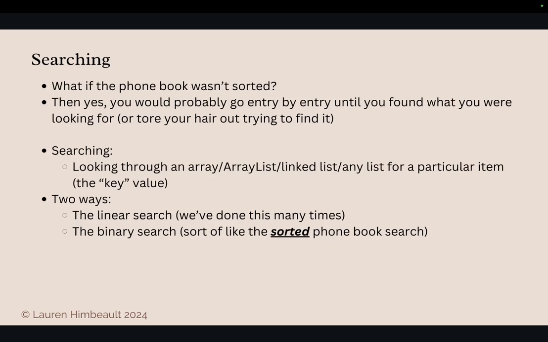We have the linear search, which is starting on page 1, entry 1, and going element by element looking, which we've done many times. And then there's also, pardon me, the binary search, which is kind of like looking through a sorted phone book, kind of. Because it has to be a little bit more deterministic since it's an algorithm, it's not quite the same, but it is very, very similar, as we will soon see.